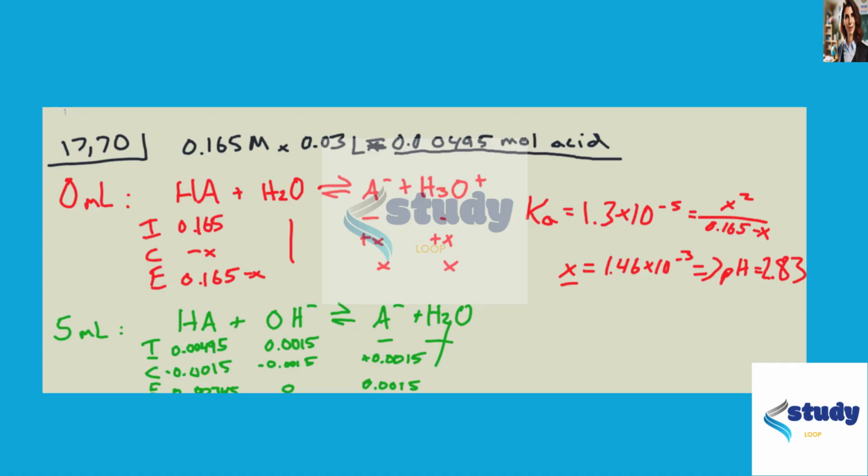Now we can do a Henderson-Hasselbalch equation, so we get pH is equal to our pKa, which is the negative log of this, which is 4.89, plus the log of the base over the acid, 0.0015 divided by, excuse me, 0.00345. And that will give us a pH equal to 4.53.